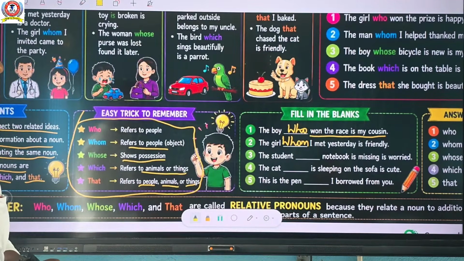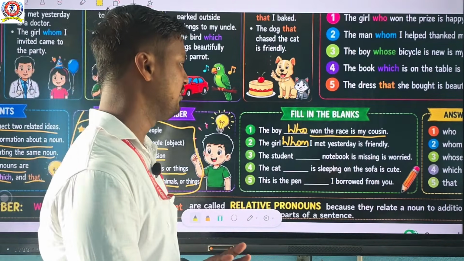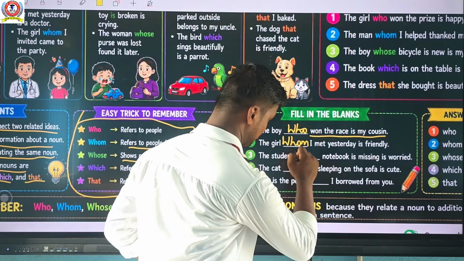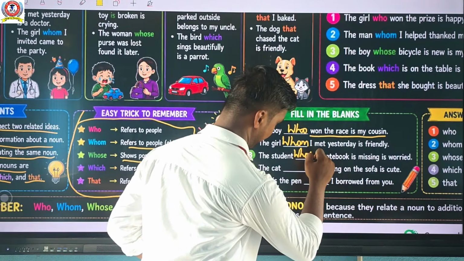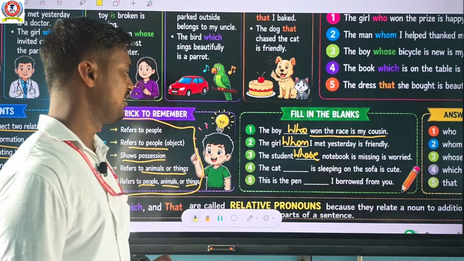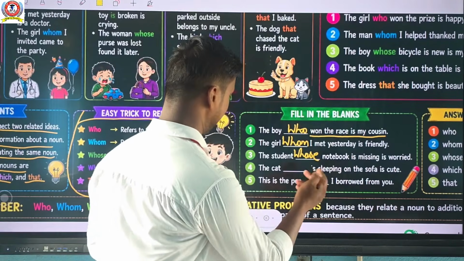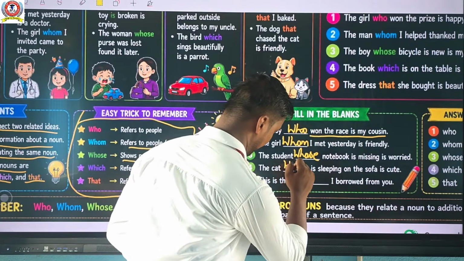Next, the student's ___ notebook is missing is worried. The student, which relative pronoun? Whose. Next, the cat ___ is sleeping on the sofa is cute. The cat, animal. For animal we have to use which.